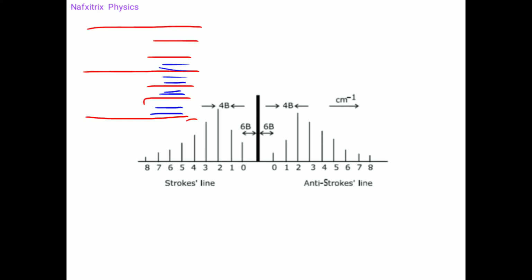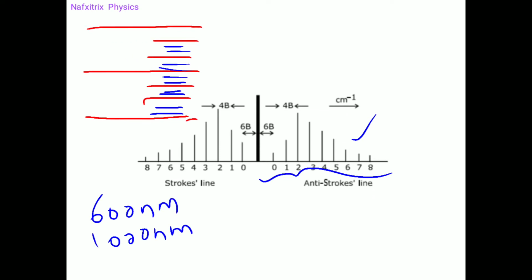So it is the transition between these rotational energy levels that leads to the rotational Raman spectroscopy. It is the spacing between these lines that decides this gap. Whether we are incident at 600 nanometers or 1000 nanometers, it doesn't matter. So the spacing would remain the same. This is an important property of Raman spectroscopy.